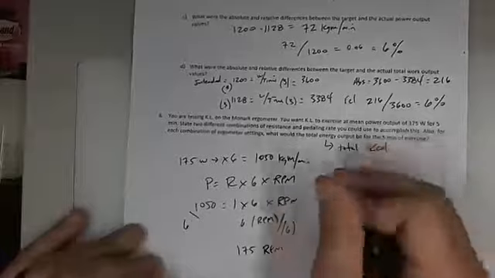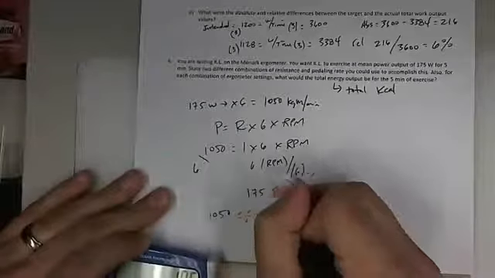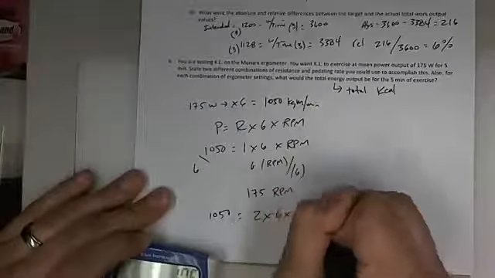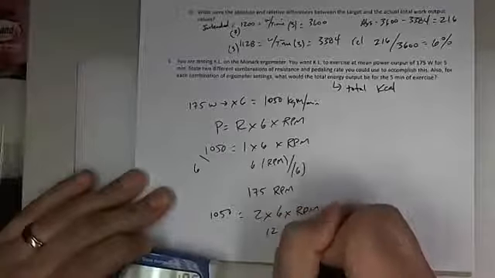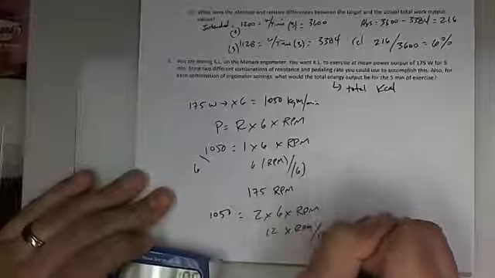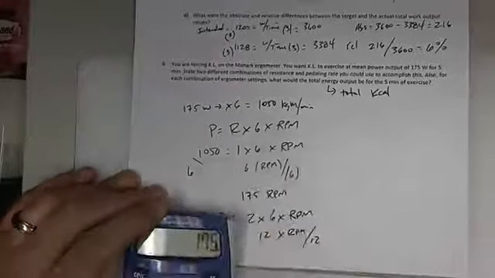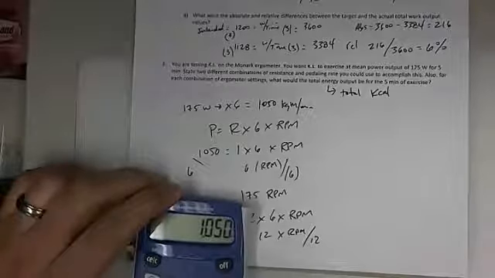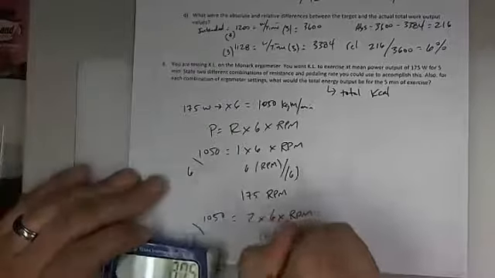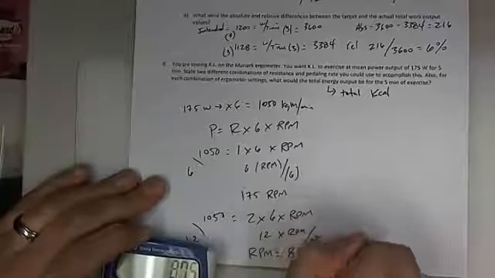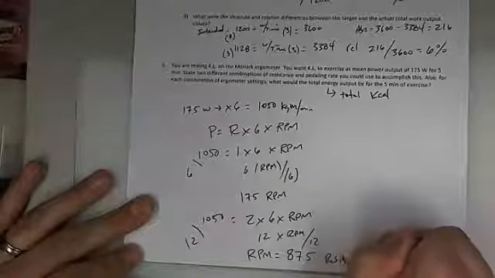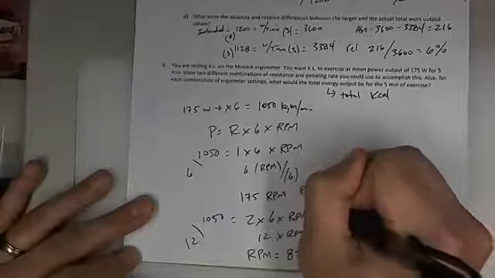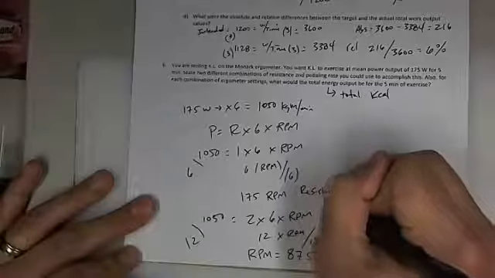And then we can do the same thing here. We can do it for 2. So 1050 equals 2 times 6 times RPM. So 2 times 6 is 12 times RPM. Divide each side by 12. Gives us an RPM equal to 87.5. RPM 87.5, resistance of 2, and here RPM of 175 with a resistance of 1.